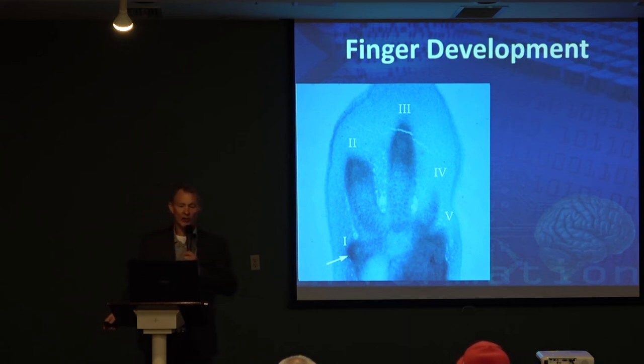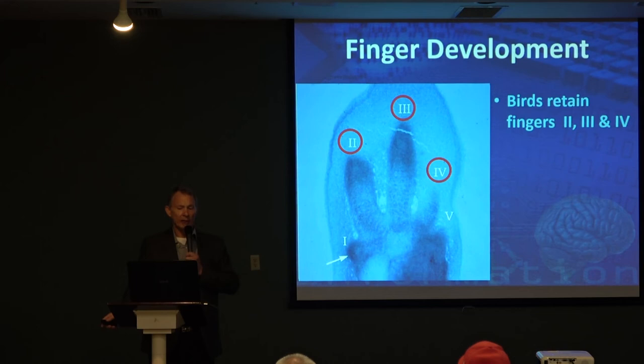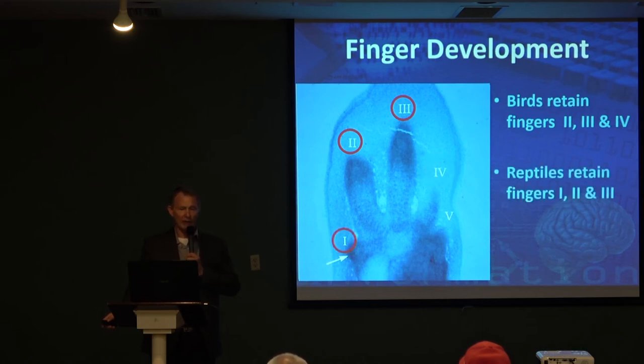Now, it's interesting because birds will start forming all five digits, but then they only retain fingers 2, 3, and 4 in this sketch. Dinosaurs or reptiles retain fingers 1, 2, and 3. Now you would think if dinosaurs turned into birds that they would at least retain the same digits, but they don't.